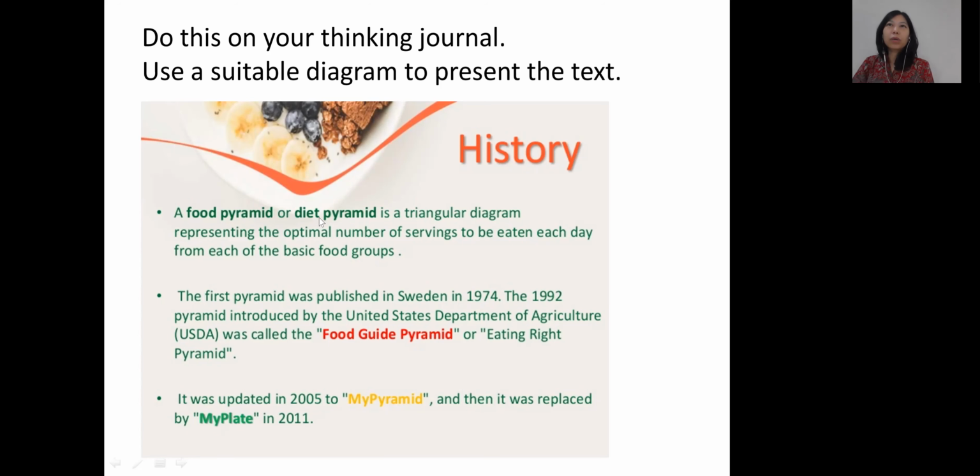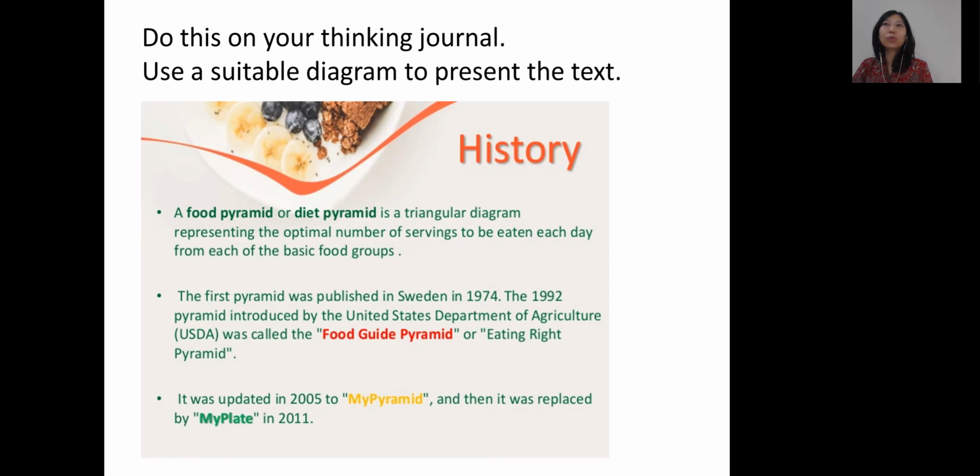A food pyramid is a triangular diagram representing the optimal number of servings to be eaten each day from each of the basic food groups. The first pyramid was published in Sweden in 1974. The 1992 pyramid, introduced by the United States Department of Agriculture, or USDA, was called the Food Guide Pyramid or Eating Right Pyramid. It was updated in 2005 to MyPyramid, and then it was replaced by MyPlate in 2011.